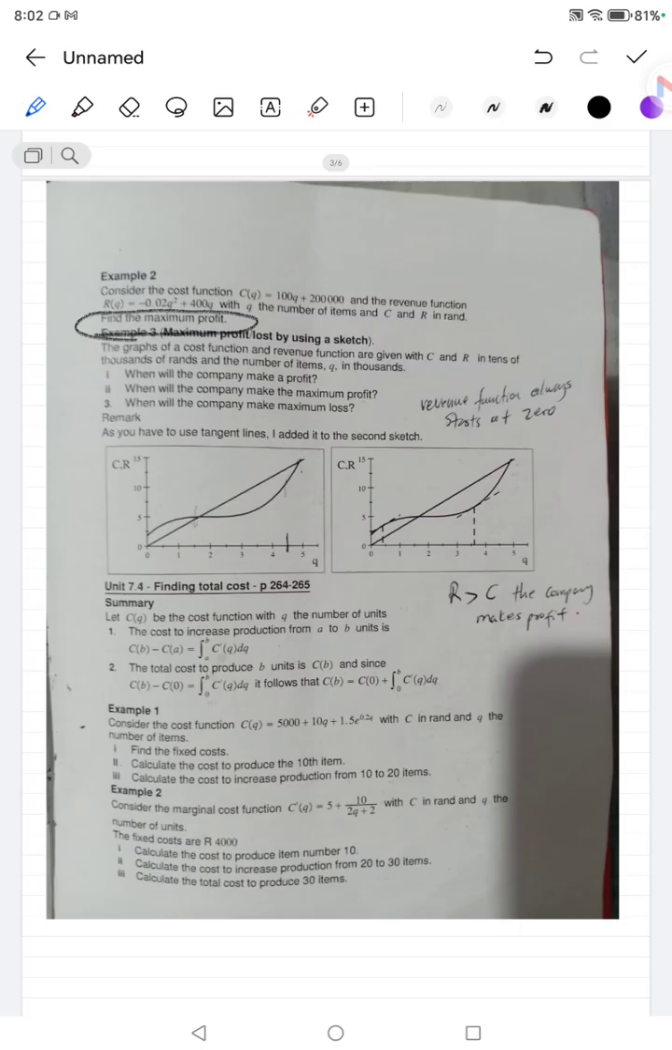So does anyone have an idea of how we're going to go about solving this example? Example 2. What are your thoughts on that one? We've already done something similar, unless you guys weren't listening. And where are we? Example 2.